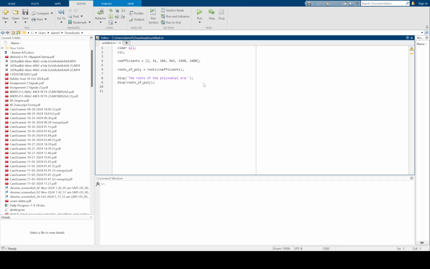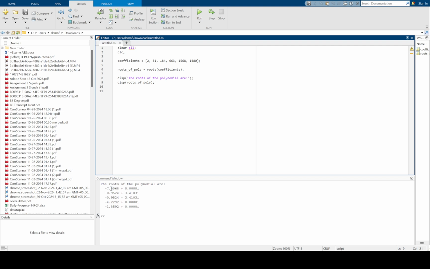I wrote the code, and we already have these polynomials. We have these values: 2 sigma^5 plus 31 sigma^4 plus 184 sigma^3, 663 sigma squared, 1568 sigma plus 1480. So I wrote these as coefficients, and I find the roots. So these are the values that I get.